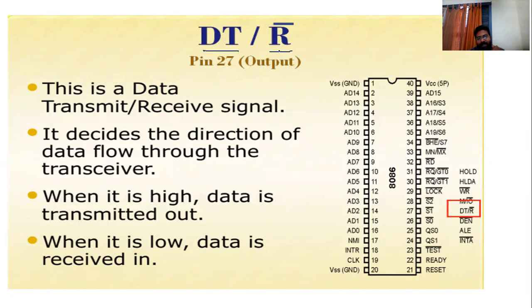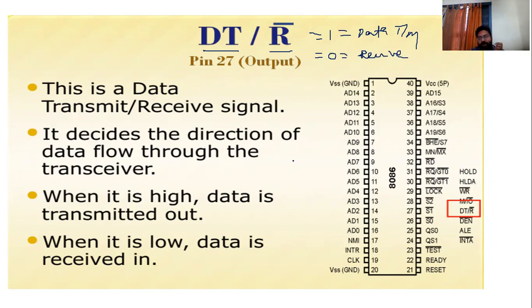Data transmit and receive, DT/R bar. Remember, if it is equal to 1, it is data transmission. If it is equal to 0, it is receive. Remember why it is receive bar: the bar indicates that 0 is on the bar. When DT is equal to 1, it is data transmission, and otherwise data receive.